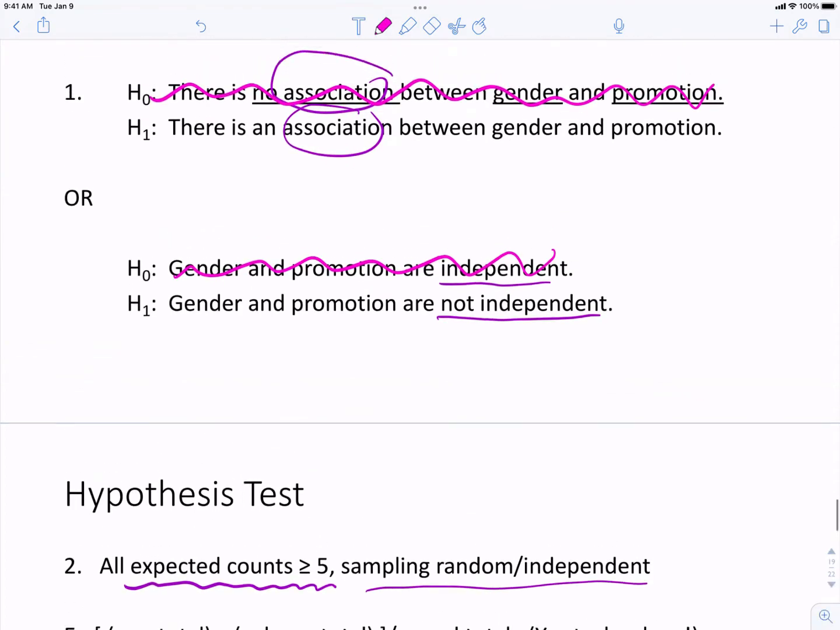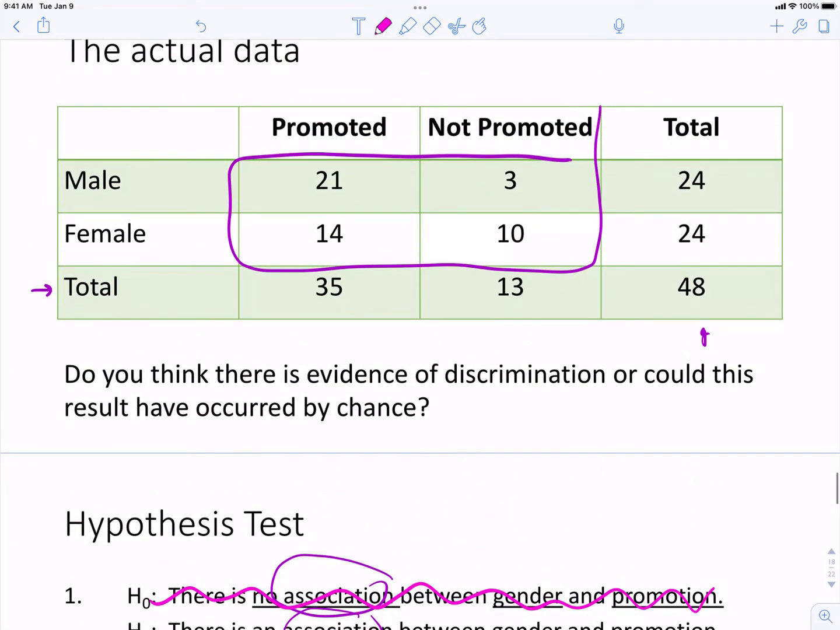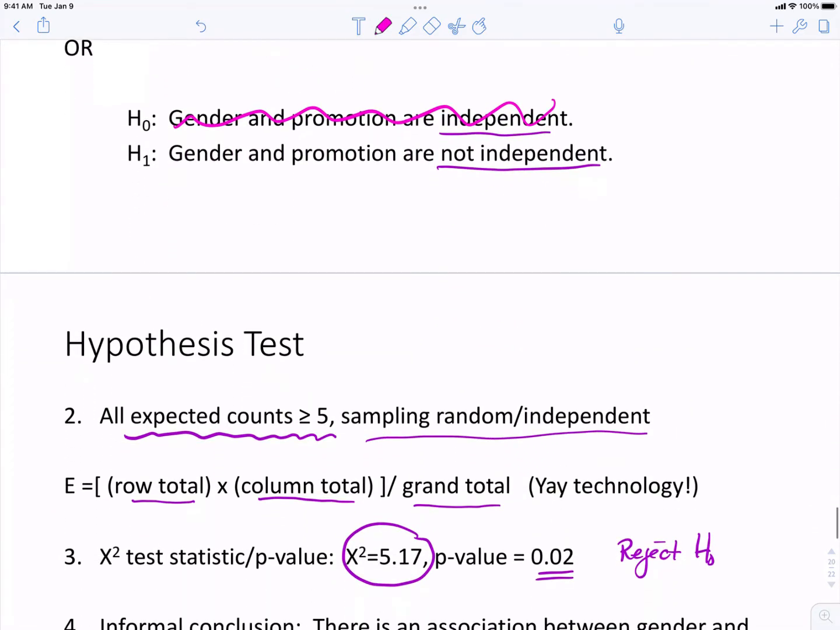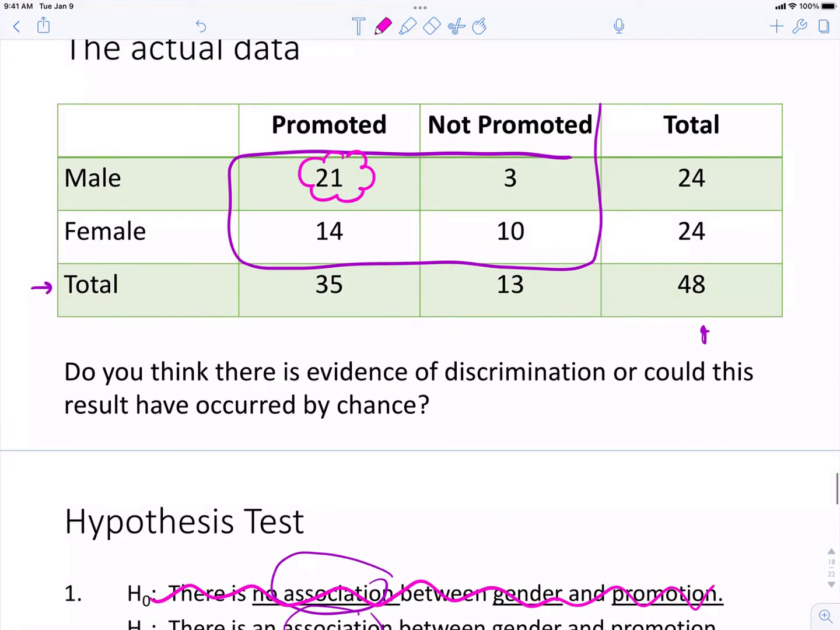Okay, so let's talk about the expected value. I just want to show you how an expected value of a cell is calculated. So I'll do the expected value for this cell. All right, so the expected counts, it's the row total times the column total divided by the grand total. So that's why sometimes you'll see these tables written with totals. So the row total would be 24.